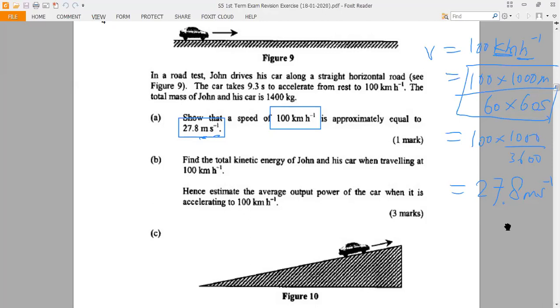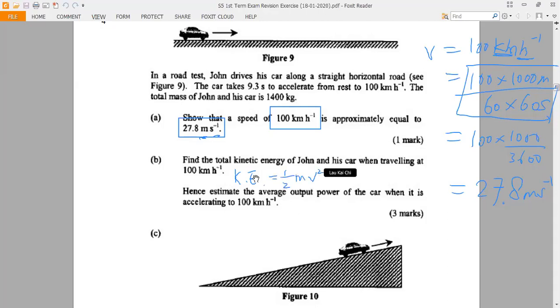Okay, now it's very simple. You got this speed already. And the next step is find the total KE of John. John, it's you. You have a car, you need to find the KE of it. So since you already convert this into meter per second, when we find the KE, we will just simply use this equation, KE equal to half mv squared.